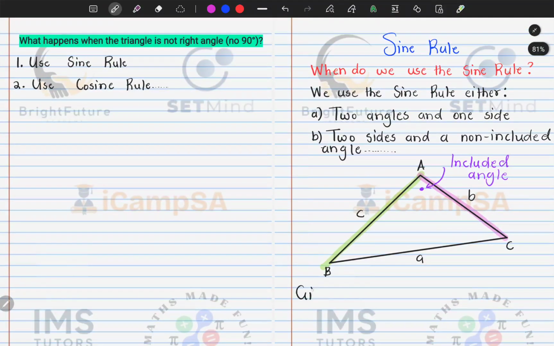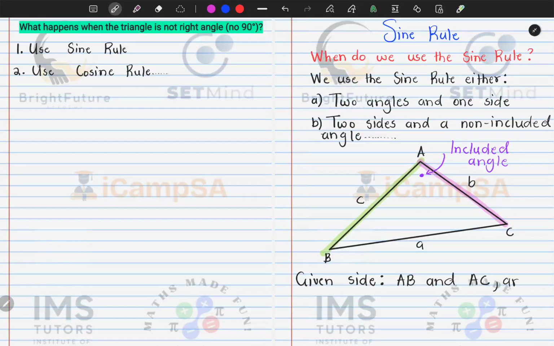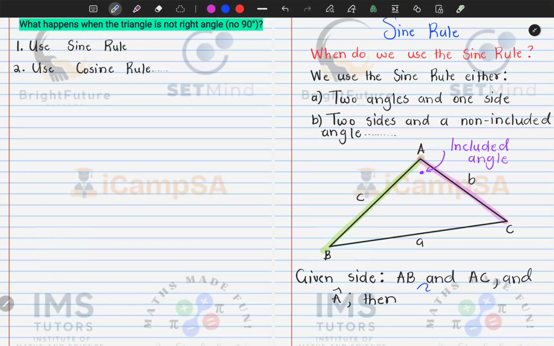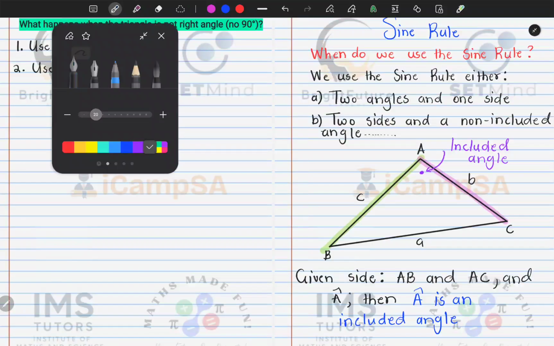So if I am given side, if you look carefully, the side AB and the side AC, and also I'm given angle A, then if you look carefully, it forms a V. Once we form a V, then angle A is an included angle. Okay. So angle A as it stands is an included angle. Another way I want you to think around this idea of an included angle is to think of a V.